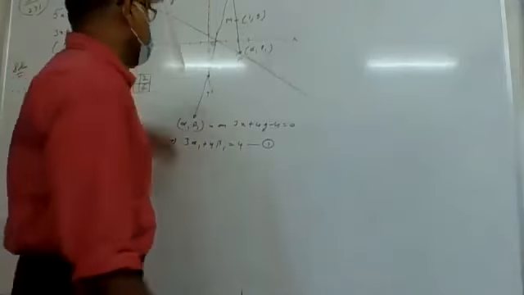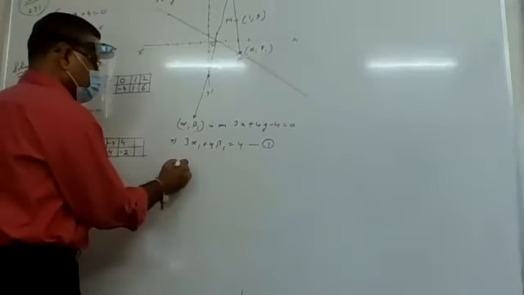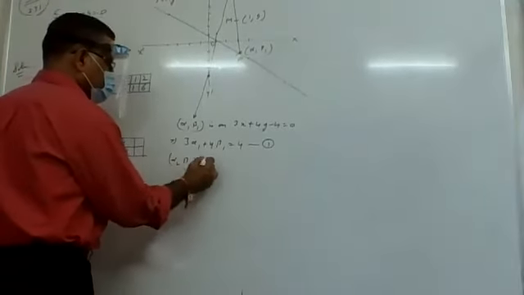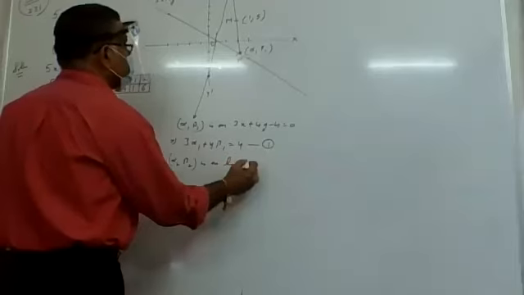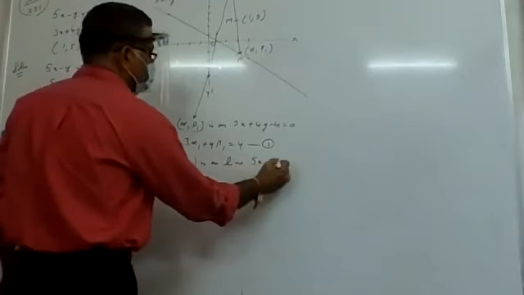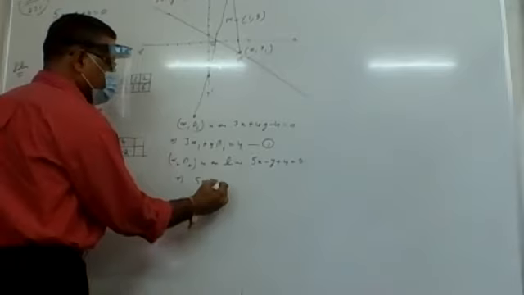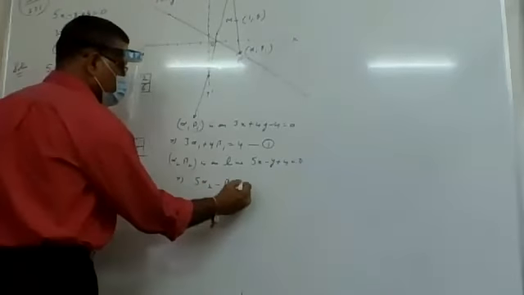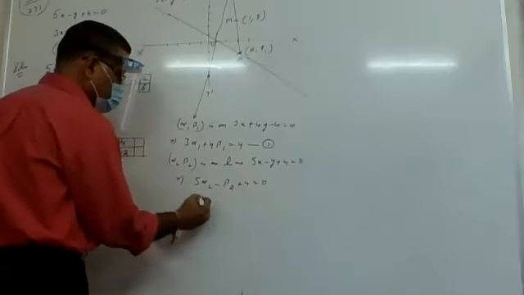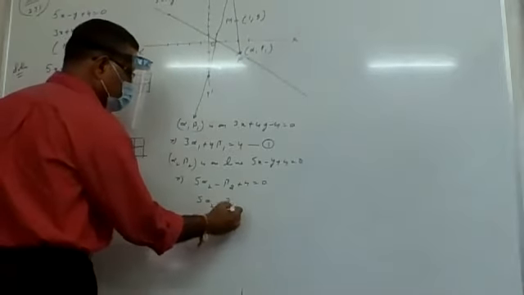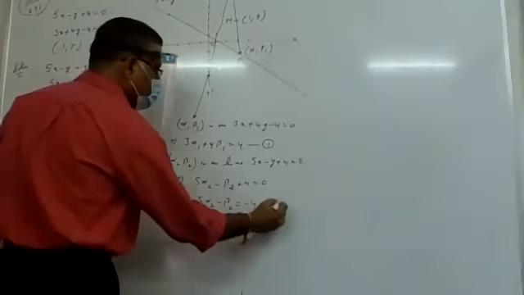My second point (alpha 2, beta 2) is on this line. So it is on this line, which implies it must satisfy it. That means 5 alpha 2 minus beta 2 is equal to minus 4.